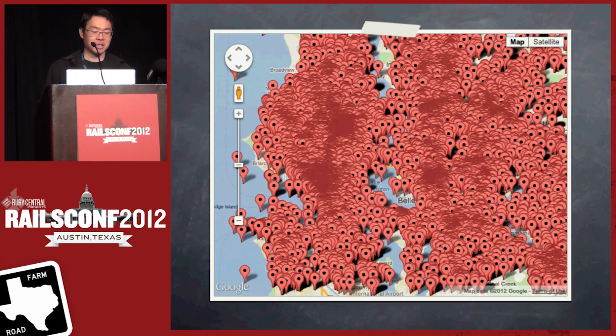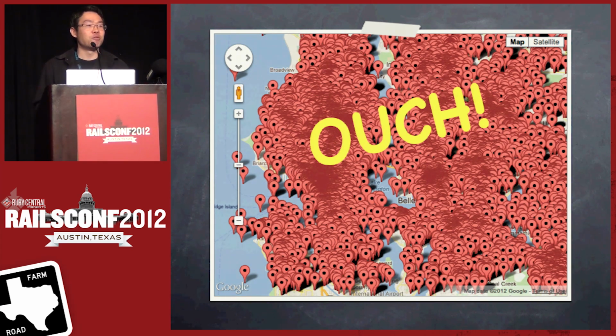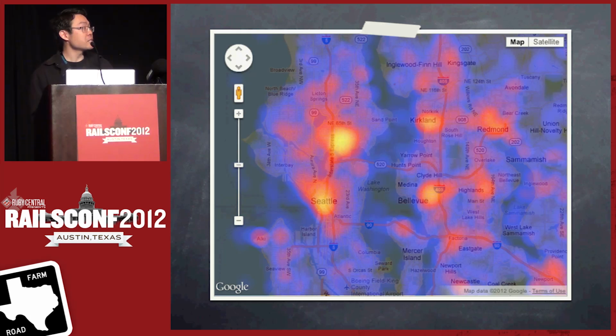Okay, well, maybe not. Well, we did have 50,000 data points here. I guess rendering them using Google's pushpins maybe wasn't the best approach. Perhaps something like this might be a little bit more useful. This is a heat map. It shows the density of data based on colors. And now we've got a visualization that we can actually use.